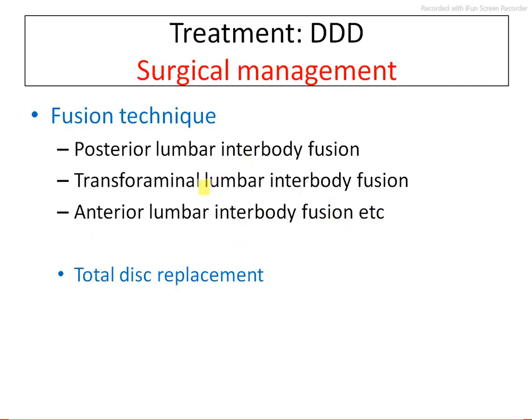In surgical management, there are fusion techniques like posterior lumbar interbody fusion, transforaminal, or anterior lumbar. In most cases posterior lumbar is the commonest done. Sometimes anterior and posterior both can be done, and in some cases total disc replacement has been tried, but the outcome was supposed to have utmost benefit, yet on further investigation that benefit was not seen, so it is also in doubt.